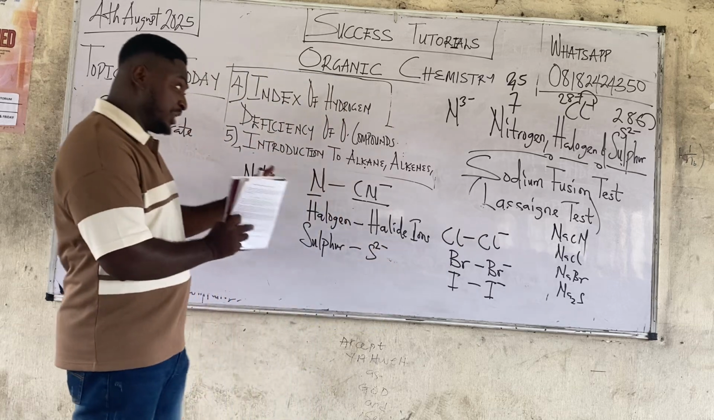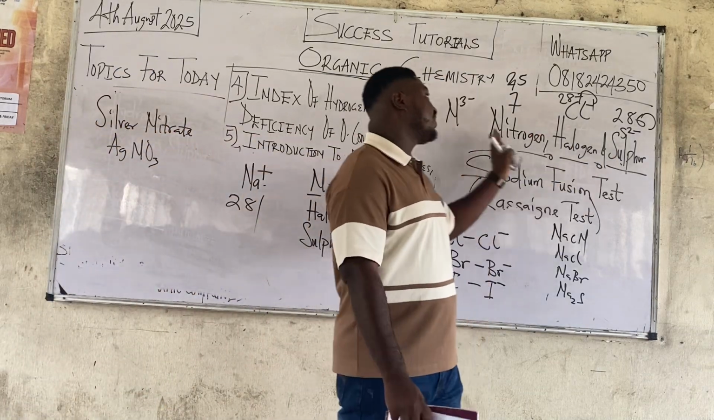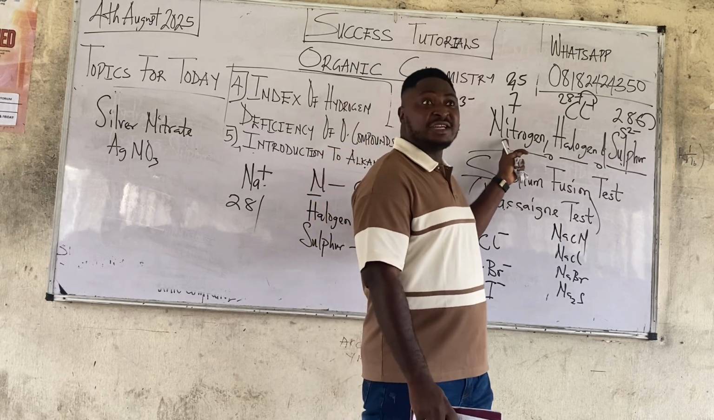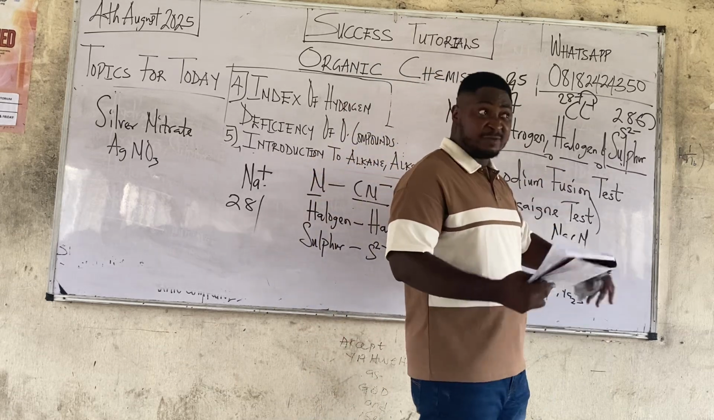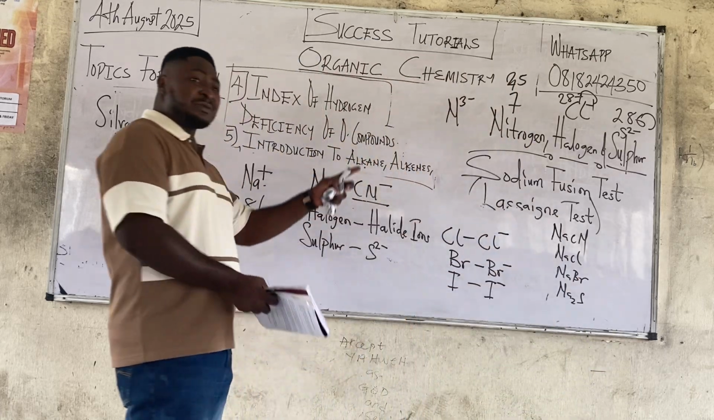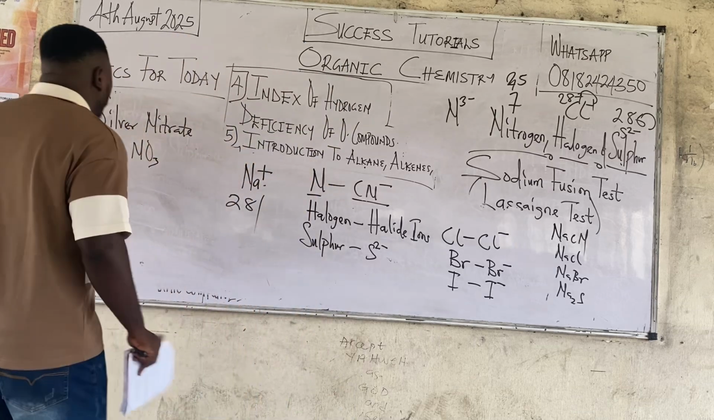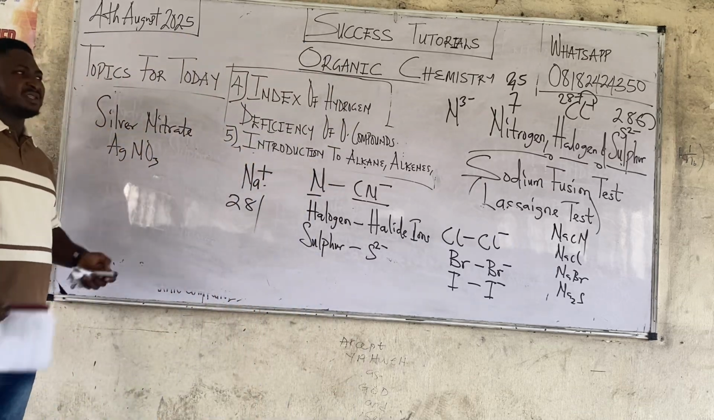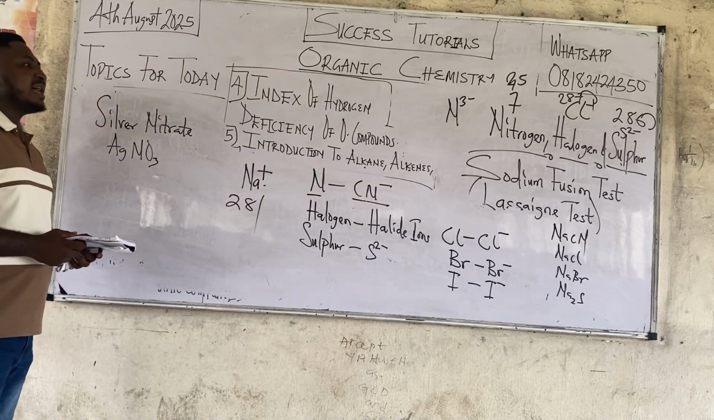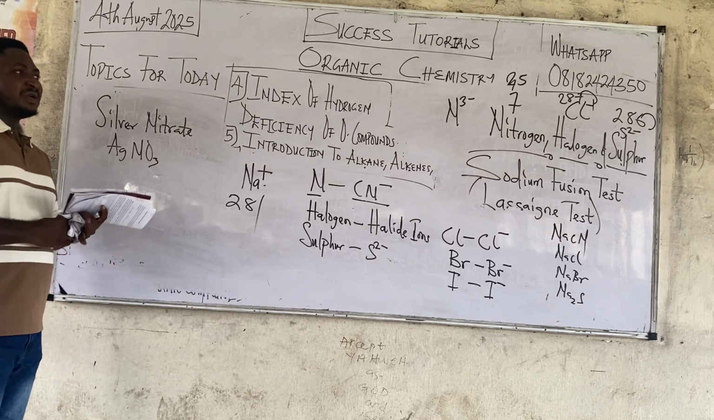So let's pick halogens first. Do not forget we are testing for nitrogen, halogen, and sulfur. Sodium has brought all of them out. Sodium brought nitrogen as cyanide, halogen as the respective halides, and sulfur as sulfide. To now confirm the test, we will start with halogens first. For the halogens, we introduce silver nitrate, because the silver in silver nitrate has high affinity for the halogens.